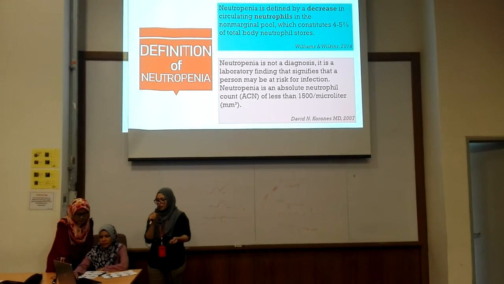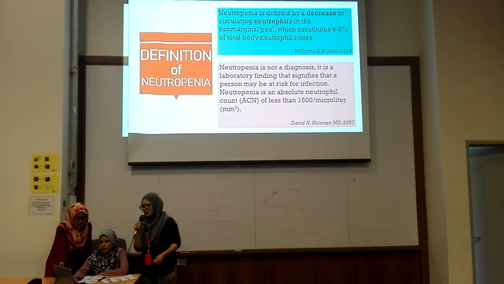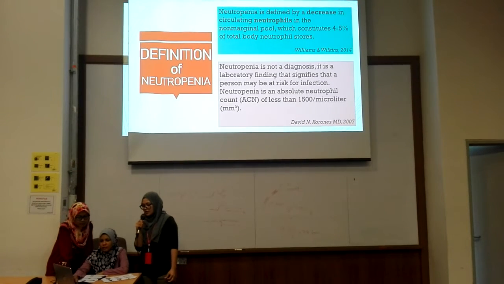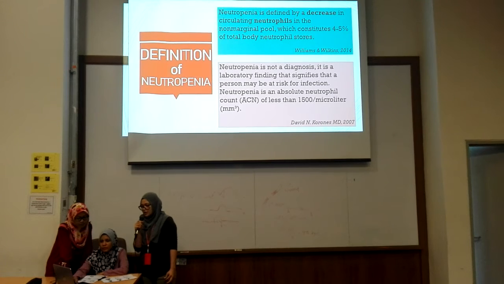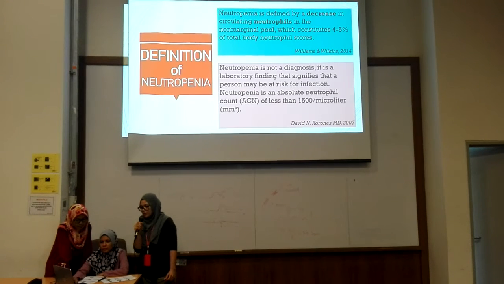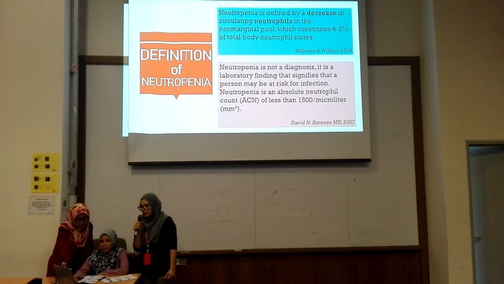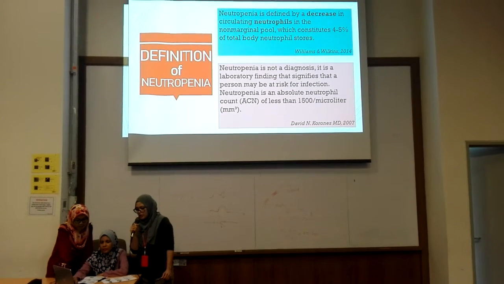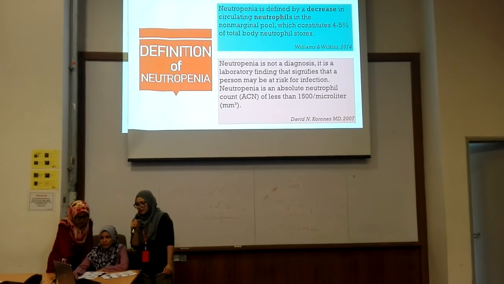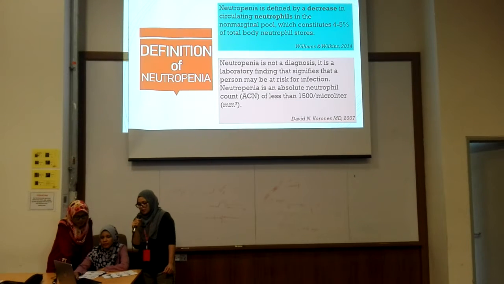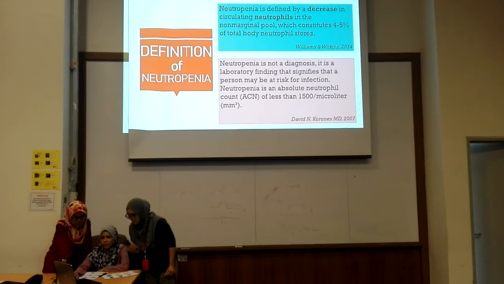So, definition of neutropenia. Neutropenia is defined by decrease in circulating neutrophil in the non-marginal pool, which constitute 4 to 5% of total body neutrophil store (Williams and Wilkins, 2014). Neutropenia is not a diagnosis. It is a laboratory finding that signifies that a person may be at risk for infection. Neutropenia is an absolute neutrophil count, which is ANC, of less than 1,500 per microliter mm.